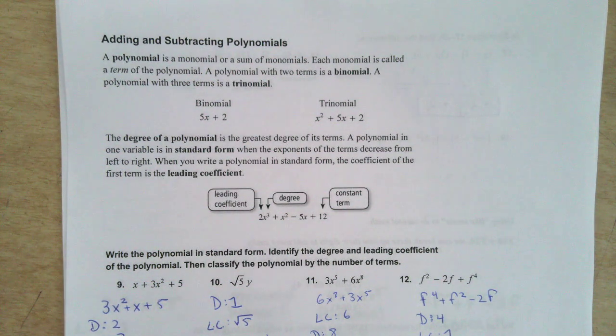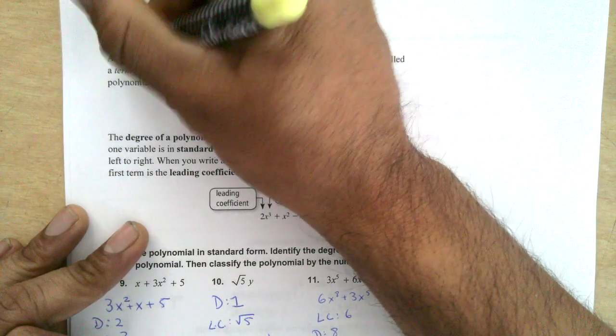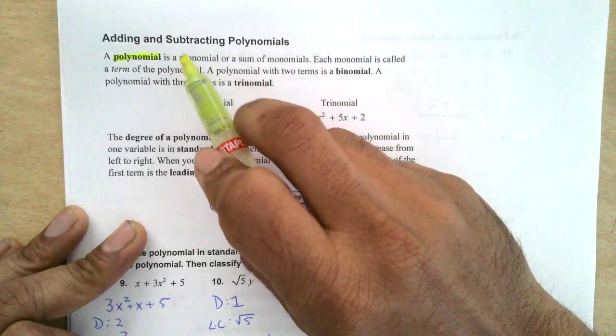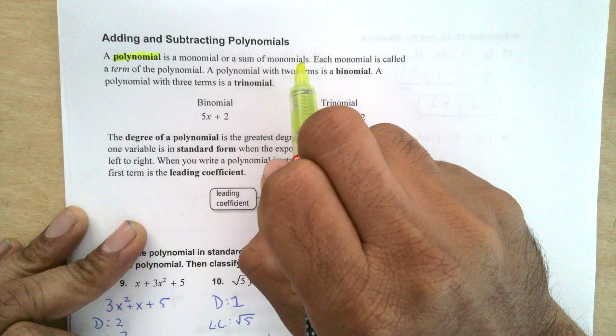All right, we are going to keep this brief. This is adding and subtracting polynomials. Specifically, what is a polynomial? A polynomial is a monomial or a sum of monomials.